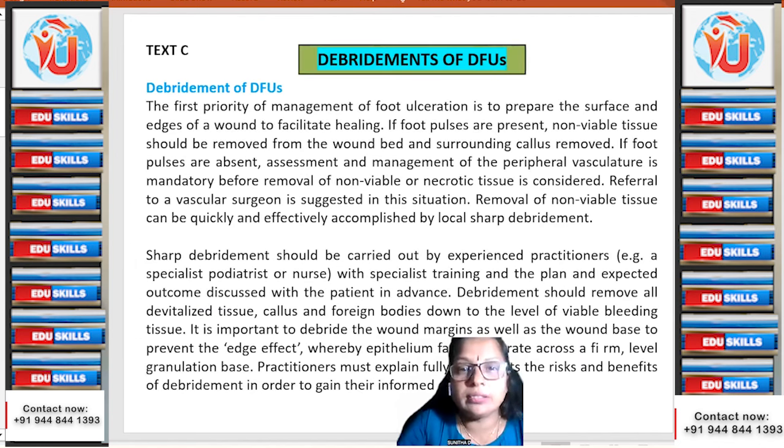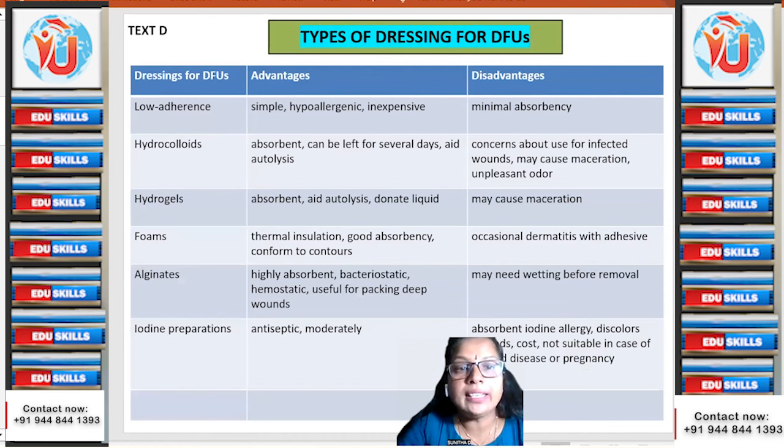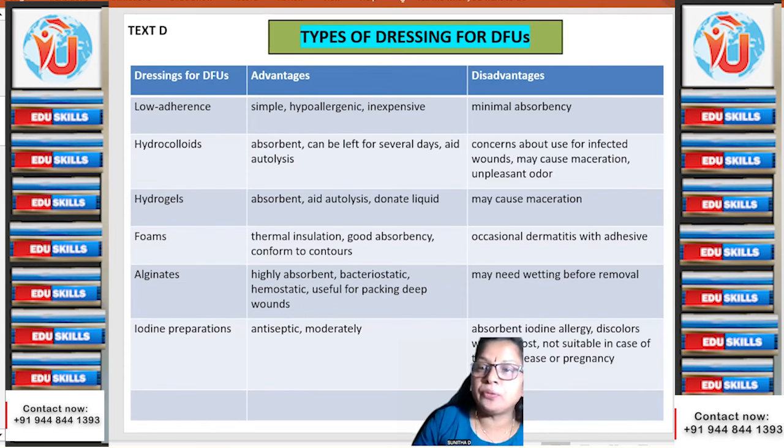In Text C, while reading, we can find not much else. Everything is mentioned about the removal of tissues, and how to manage the ulcer, foot ulceration and all. So "debridement of DFUs" is the heading I have given. And Text D, the heading they have given is dressings of DFUs, advantages and disadvantages. While reading, low adherence, hydrocolloids, hydrogels, different types of dressings are given. So I have given the heading "types of dressings for DFUs".